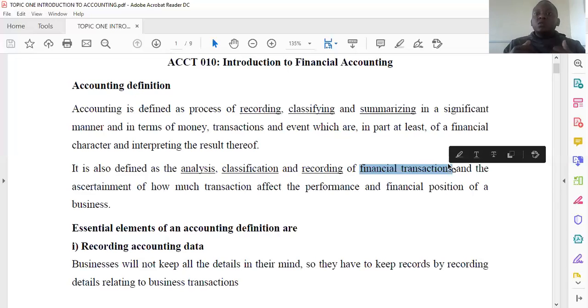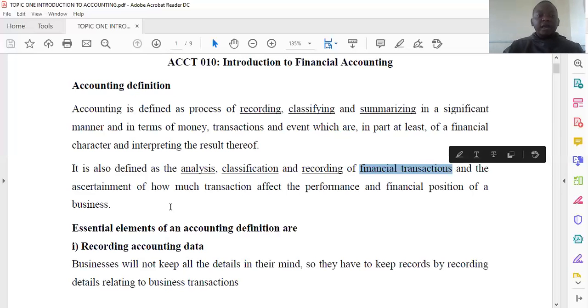To analyze is to get to know the impact of the transactions on the financial performance and position of a business. So we analyze the impact of a transaction on the performance and financial position of a business, and then we do the summaries. By summarizing, we come up with reports on the impact of business transactions on its profitability and on its financial position as at a given date.